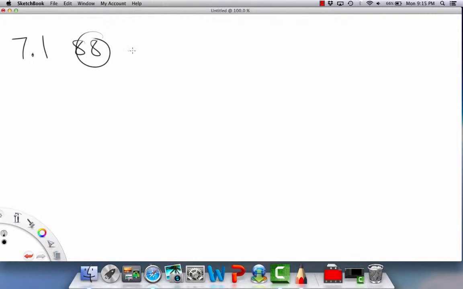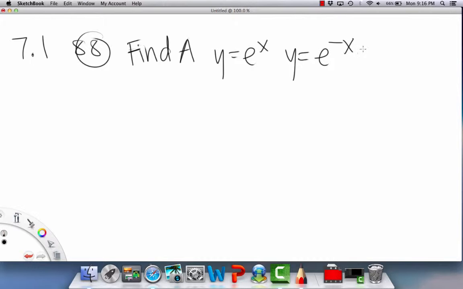So we're going to find the area. So find the area between y equals e to the x and y equals e to the negative x, and over the interval x is within 0 to 2. Okay, so this is our lower and upper bounds.